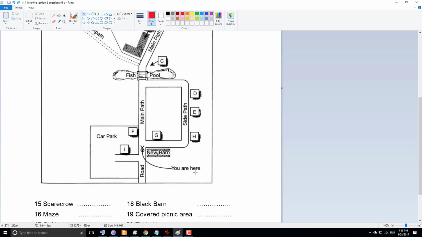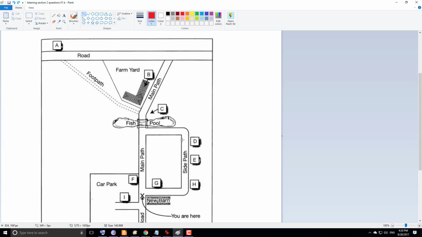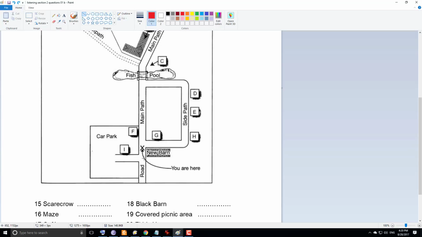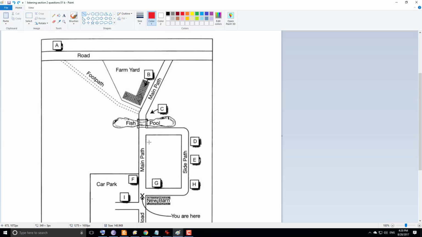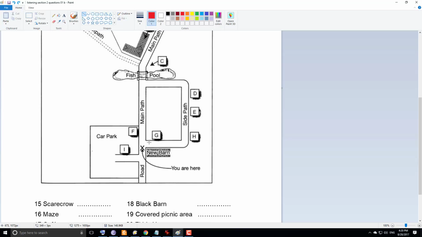Now today it's quite easy to see because on the map there's an X saying you are here. When you look at your question booklet and they don't indicate where you are on the map, you're just going to have to wait until the recording starts, and the recording will tell you from what perspective you are looking at the map. What is your vantage point, where you are. Okay, so first of all, where are you?